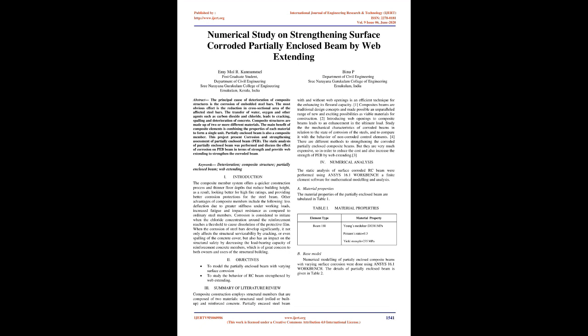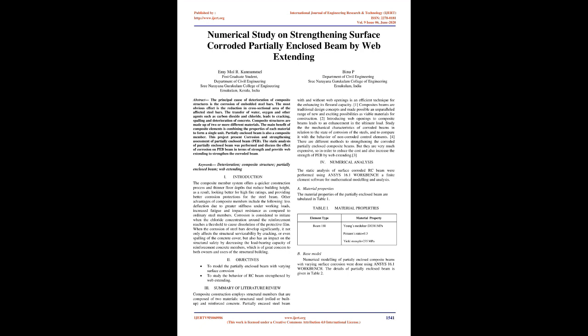Composite construction employs structural members that are composed of two materials: structural steel, rolled or built up, and reinforced concrete. Partially encased steel beam. Binu P., Department of Civil Engineering, Sri Narayana Gurukulam College of Engineering, Ernakulam, India. With and without web openings is an efficient technique for enhancing its flexural capacity. 1. Composite beams are traditional design concepts and made possible an unparalleled range of new and exciting possibilities as viable materials for construction. 2. Introducing web openings to composite beams leads to an enhancement in the ultimate load.